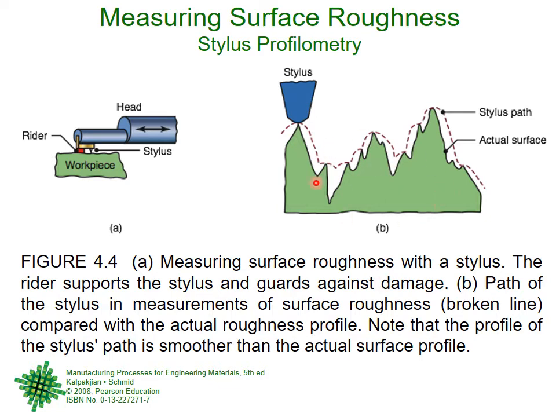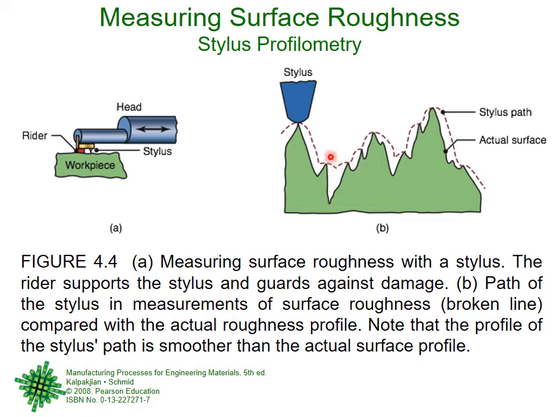In B, the path of the stylus in measurements of the surface roughness. The path of the stylus is the broken line. The actual surface is this. But you see, we are showing a very blown up large version. The stylus is actually quite sharp. But even if it is like the end of a pen, of a nib, that nib has some thickness. So it will move, but it can't go into all the depths, right? If the depth is here, it will move until here and then go there. If the depth is here, it will move a little below and go there.